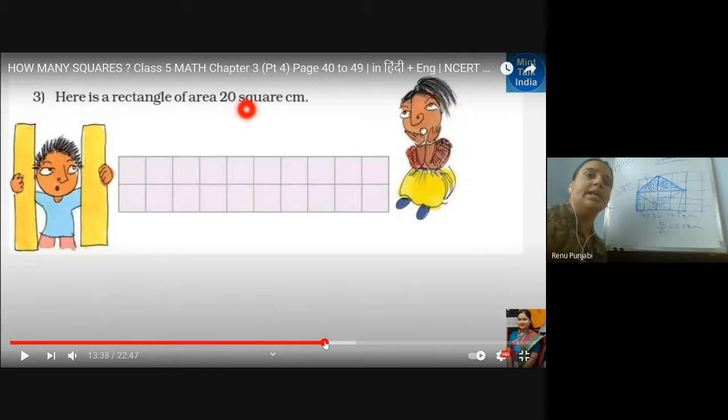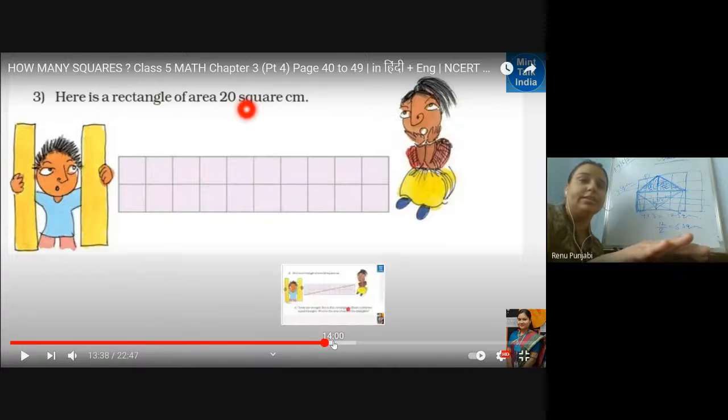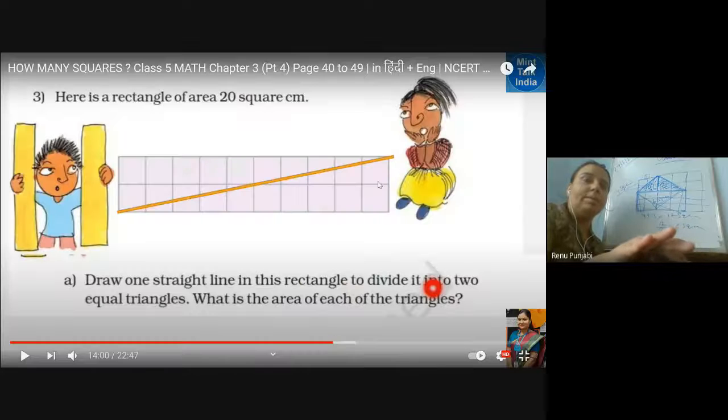Here is a rectangle of area 20 square centimeter given to you. Draw one straight line in the rectangle to divide it into two equal triangles. What is the area of each triangle? Now, when you draw, what will be the area of each? First of all, tell me the area of a rectangle. What will be the area of a rectangle? Who will tell me?